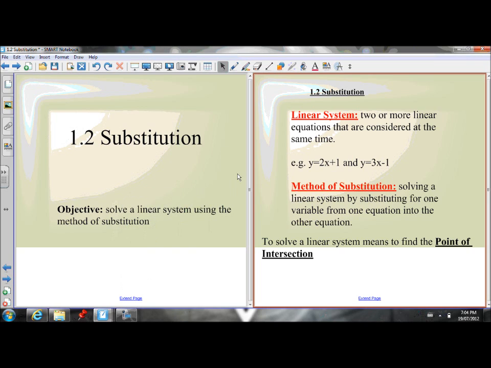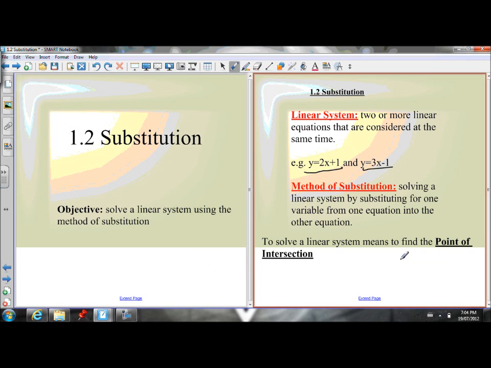Okay, here's a lesson for section 1.2, substitution. The objective of this lesson is to be able to solve a linear system using the method of substitution. Remember that a linear system is when we consider two or more linear equations at the same time. So, for example, if I had these two equations, I consider them at the same time, that is a linear system.